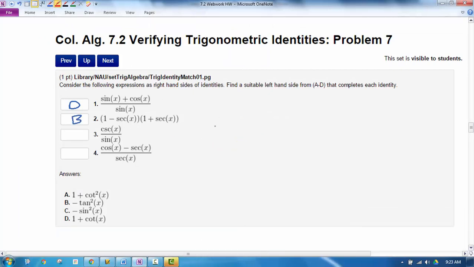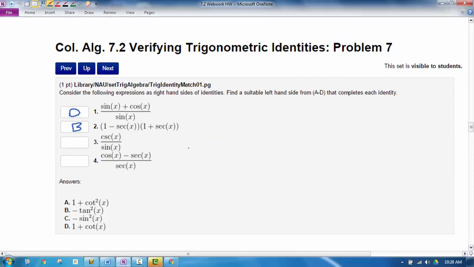Okay, the next problem, cosecant is 1 over sine. So we can rewrite this as 1 over sine divided by sine. Now instead of dividing by sine, let's multiply by 1 over. So basically we get 1 over sine squared, which is really just cosecant squared of x, but that's not up here. So I'm going to have to try again, try to simplify this a different way.